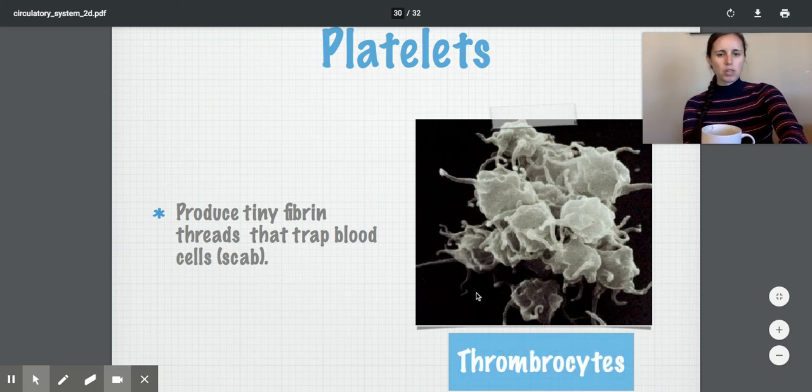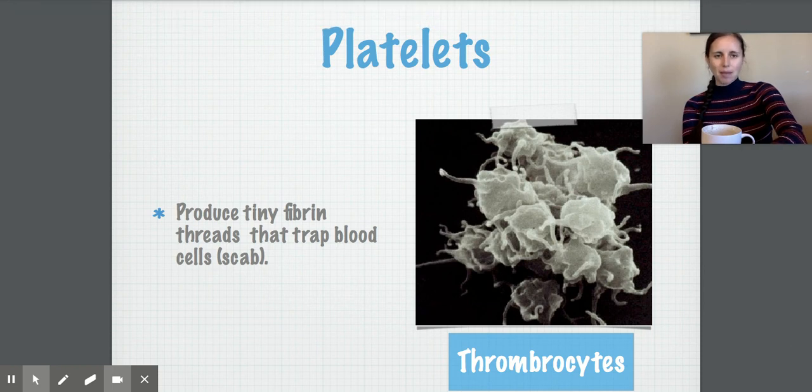This is a microscope picture of what your platelets look like. They are tiny, and they produce tiny fibrin threads. So think about little threads coming out of these little blobby things here. What they do is they trap blood cells. Platelets are what's important for healing. Platelets will come in and help you form a scab on your skin, which will help it heal. So they're important for blood clotting as well.